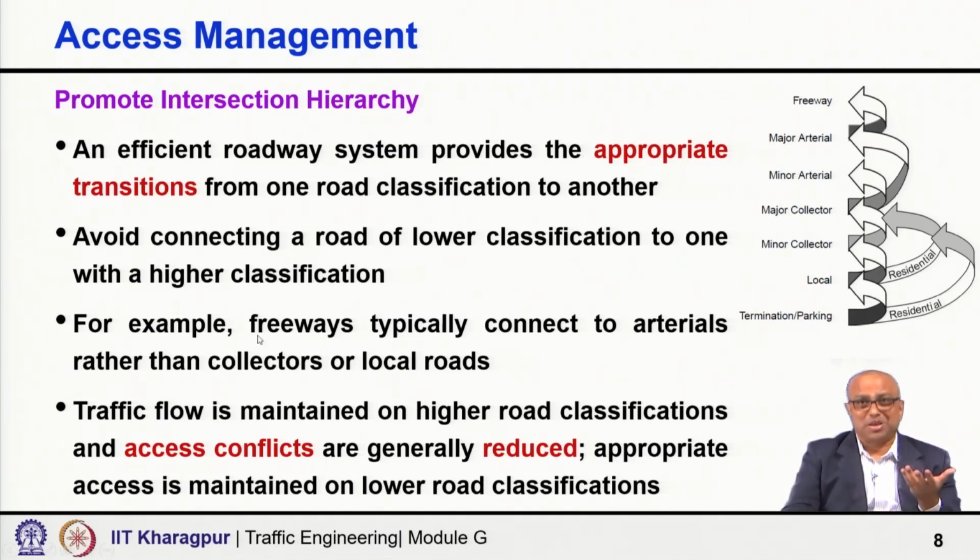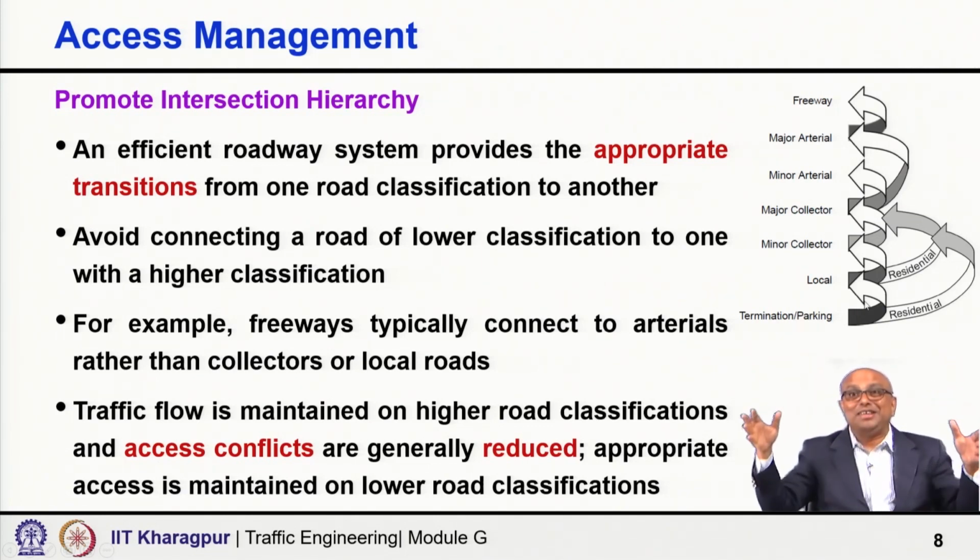For example, freeways typically connect to arterials, that is fine, rather than collector or local street. Freeway should not connect directly to collector or local street, but typically should connect to arterials. Arterials typically should connect to collector street. Collector street typically should connect to local street. Then the whole hierarchy will be maintained.